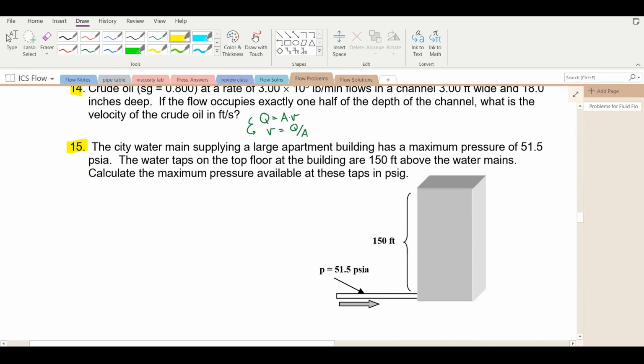Problem number 15. The city water main supplying a large apartment building has a maximum pressure of 51.5 psi absolute. Here it is. That's the city water main that's coming into the building. The water taps on the top floor of the building are at 150 feet above the water mains. That's quite high. Calculate the maximum pressure available at these taps in psig. So the person on the top floor opens their tap, they need water to come out, they need it for a shower, they need it to run their dishwasher. How much pressure will they have?